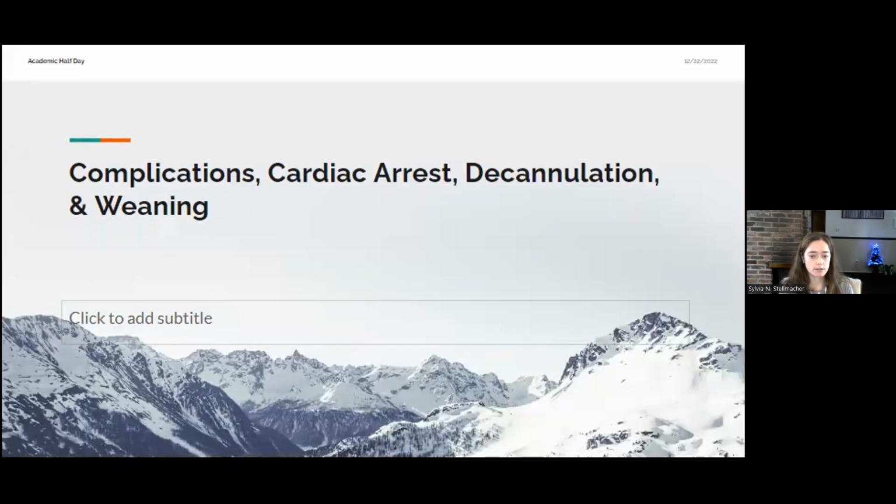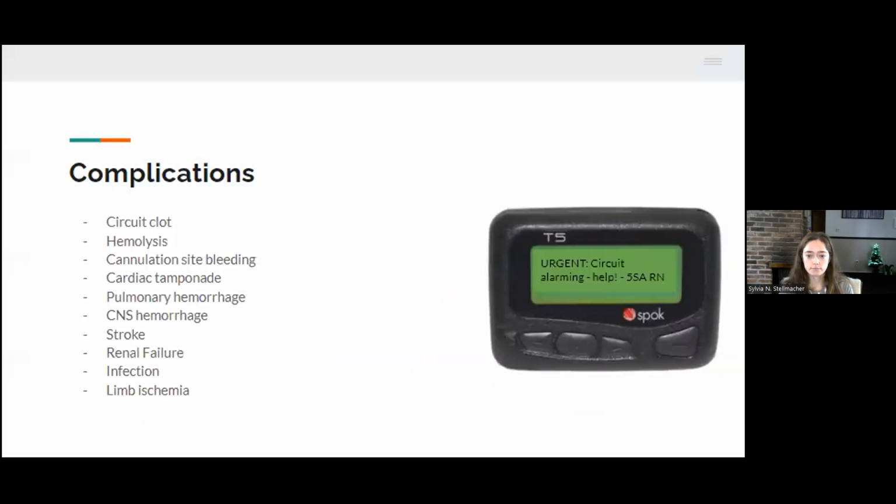All right, let's move on to some complications, talk briefly about cardiac arrest, decannulation, and weaning. There are quite a few complications that can happen on the VA-ECMO circuit. These include circuit clot, though we try to prevent this with systemic anticoagulation. And again, if someone cannot tolerate systemic anticoagulation, this is an absolute contraindication to being cannulated for VA-ECMO because circuit clot can be catastrophic. Hemolysis is also present because of flow through the circuit and through the tubing and cannula.